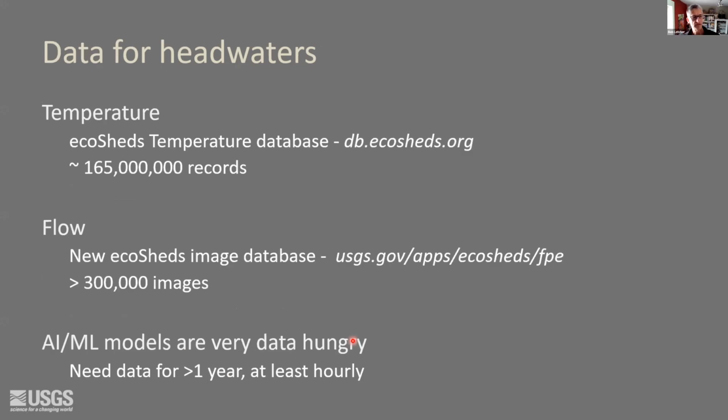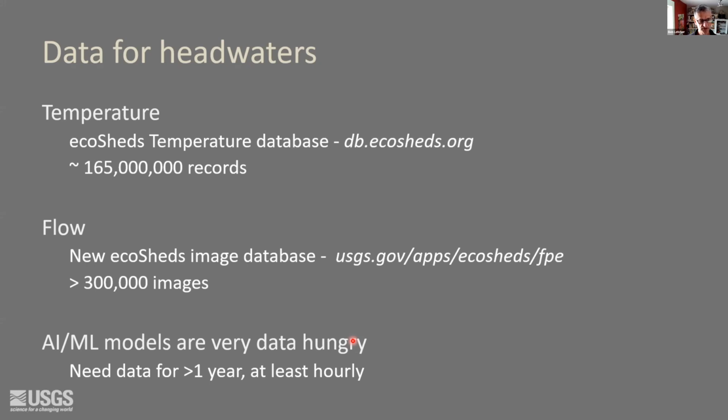Okay, so we have some new ideas for models, but the models are only as good as the data, of course, and so we need these big regional databases. We have a temperature one, and the one I'm going to tell you about mostly is the flow one, which is kind of new and exciting. The temperature database is part of our EcoSheds platform, and it has over 165 million records. Many of you have contributed records, and I hope you keep contributing them because they're extremely valuable to these regional modeling efforts. For flow, we don't have a regional database.